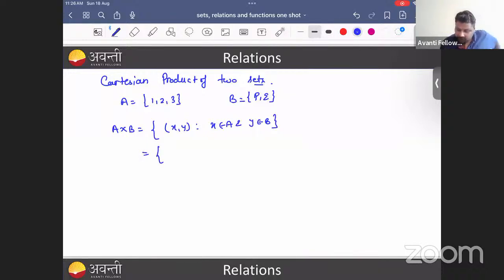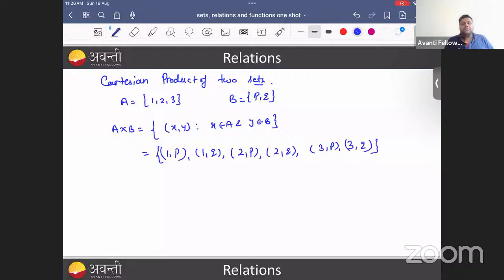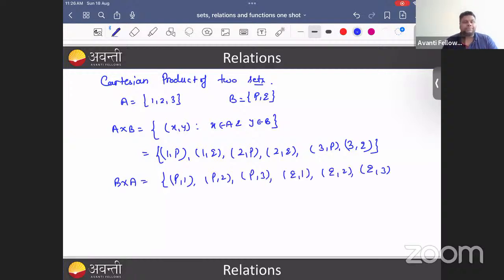So what will be A cross B? (1, P), (1, Q), (2, P), (2, Q), (3, P) and (3, Q). This is the Cartesian product. All right. Similarly, we can find B cross A. That will be (P, 1), (P, 2), (P, 3), (Q, 1), (Q, 2), (Q, 3). Am I clear?